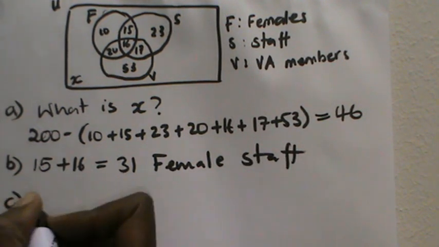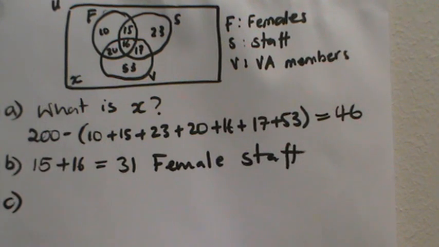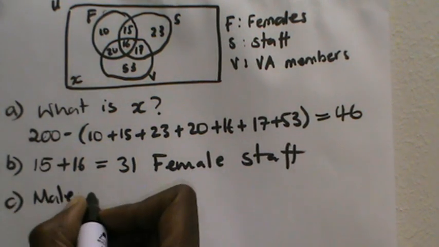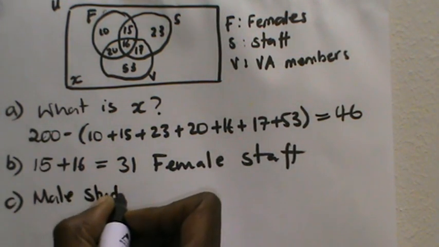Then C, male students. So here I'll just write it. So it's male students.